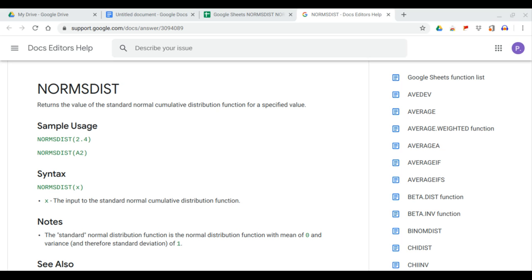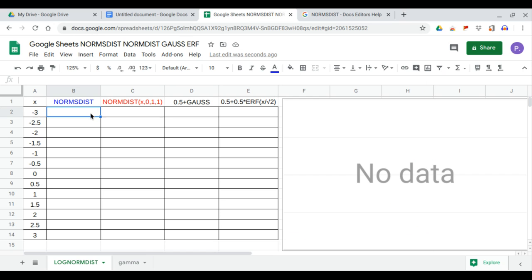NORMSDIST returns the value of the standard normal cumulative distribution function for a specified value. The standard normal distribution function is the normal distribution function with mean 0 and variance 1, and therefore a standard deviation of 1. So we will use NORMSDIST to generate a dataset from this range of x values.